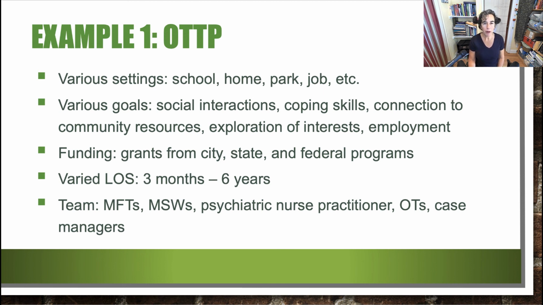An example of a community setting is OTTP, which is in San Francisco. It stands for Occupational Therapy Training Program. They work on goals, they work in various settings. They go with the client where they are needed, to school, home, park, job, etc. Various goals, as you can see: social interaction, coping, connection to community resources, exploration of interests, and in fact, employment. So I'm laughing a little bit because we're often known for, do you get people jobs? No, we don't. But sometimes we do help people with employment and in the work world.